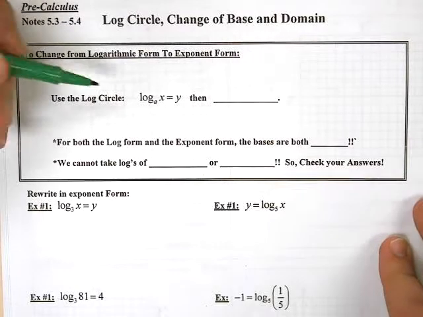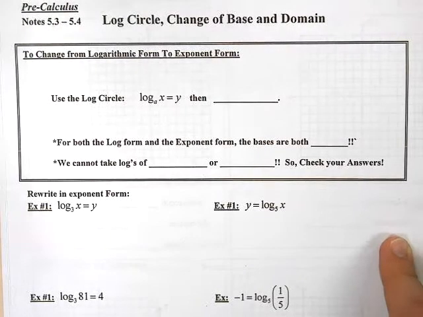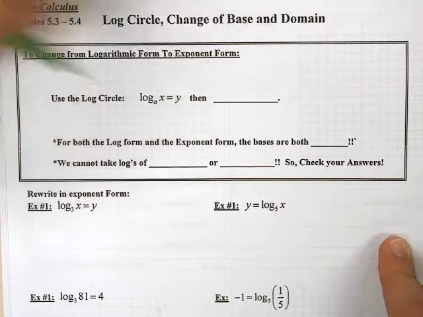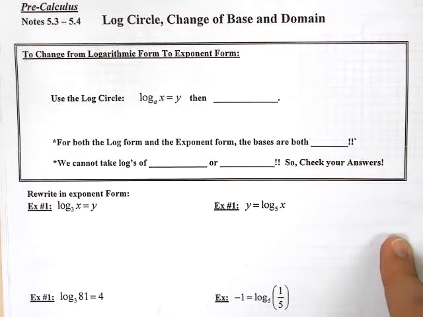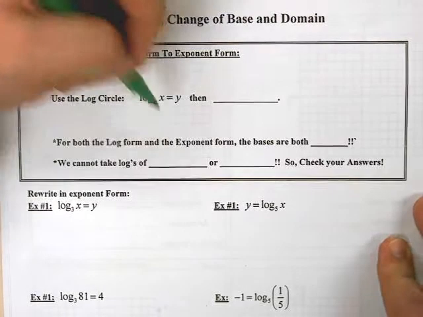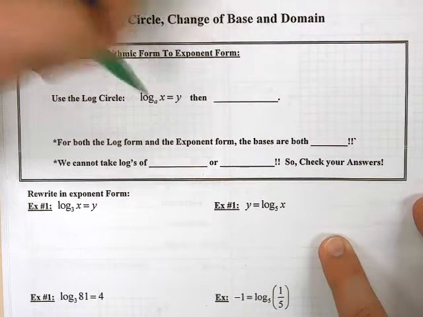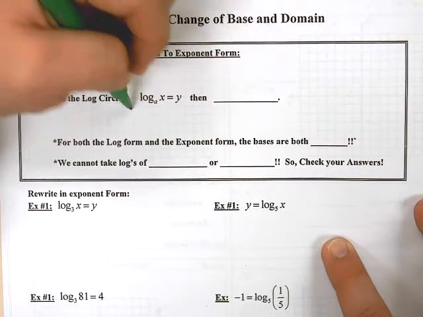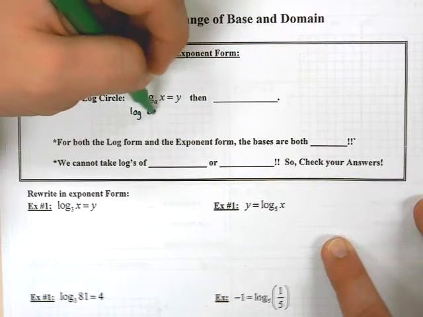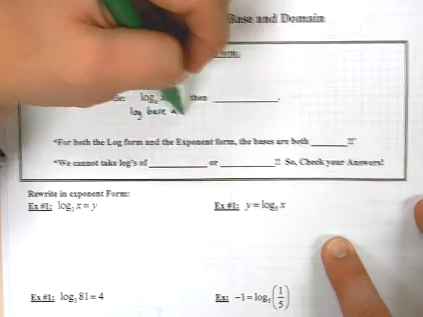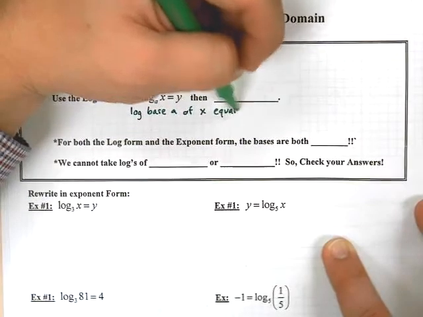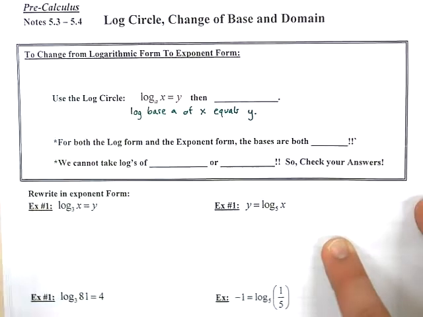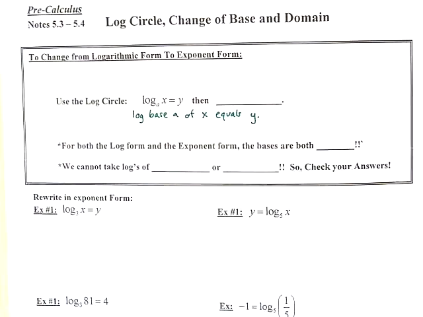To go from logarithmic form to exponent form, we're going to use what we call the log circle. Now, it's not a huge deal. You don't have to do this every time. In fact, I wouldn't want you to do this every time, but until you feel comfortable, I want you to understand that right now we would say log base a of x equals y. That's how we would say something like this.